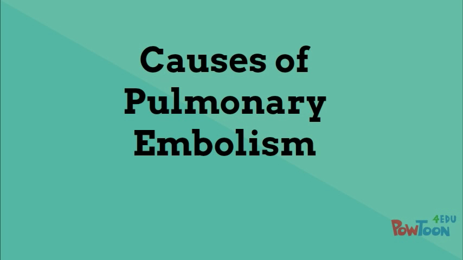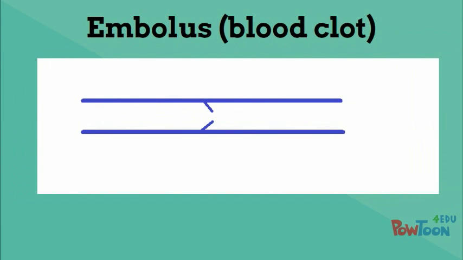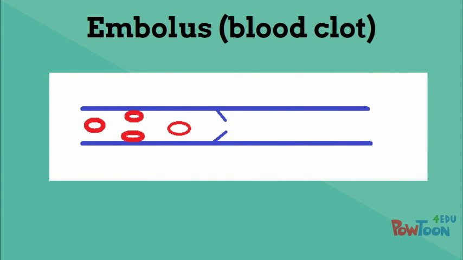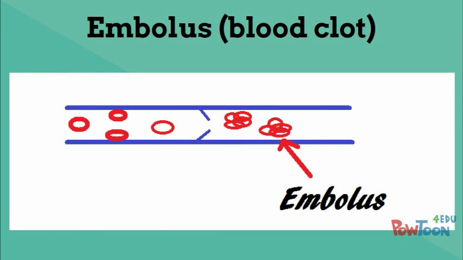Causes of pulmonary embolism. Here we have a normal vein with blood flow going at a normal rate. And here they start to collect and clot together, creating an embolism or a blood clot.